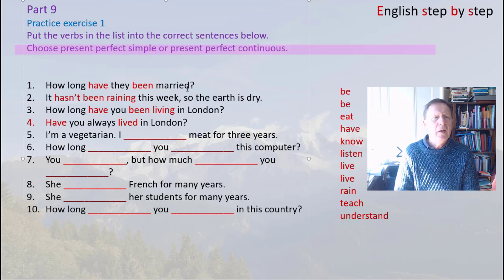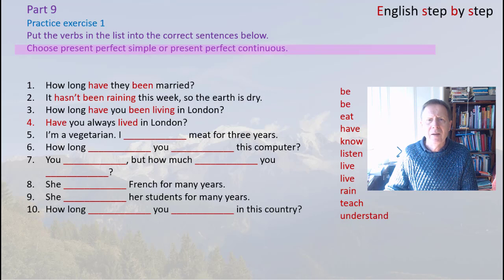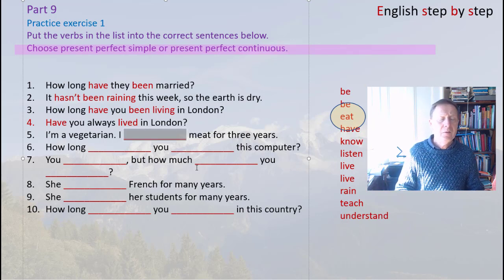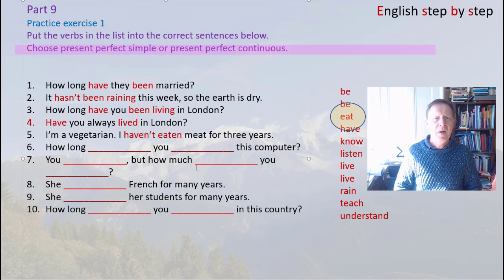Now the next one is about a vegetarian, and then we can see something about meat. So the verb must be eat. Yes, I'm working through these verbs here on the right hand side. So eat is the next one, and logically it must be negative because it's talking about a vegetarian. So it would be I haven't, and then eaten is the past participle. I haven't eaten meat for 3 years. You could also say I haven't been eating meat for 3 years. That's also possible.